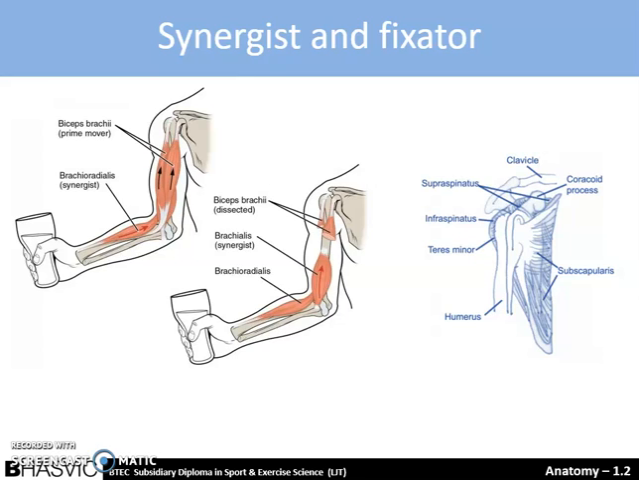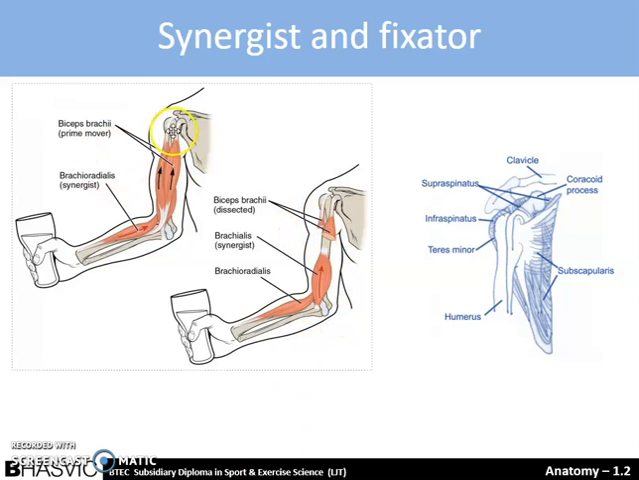They work with the agonists together to make the movement much more effective. Less energy, less strain, less stress, so that the movement can be done easier. They work with the agonists to control and direct the movement in one plane. The synergists are located either side of the agonist muscles.